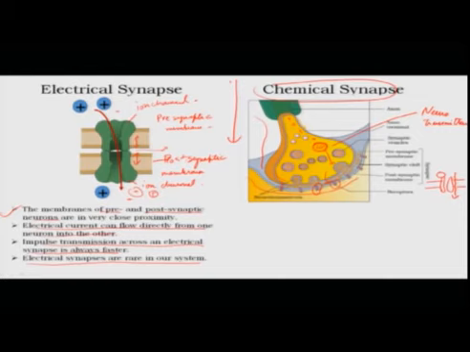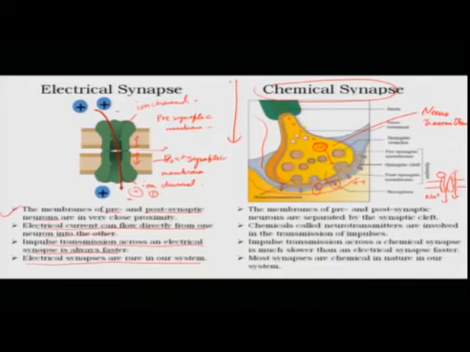This can do it by opening up ion channels in the postsynaptic membrane and allowing positively charged ions to get in. This will result in depolarization of the postsynaptic cell, and so the message has been communicated from the presynaptic neuron to the postsynaptic neuron through a chemical messenger, which is the neurotransmitter.